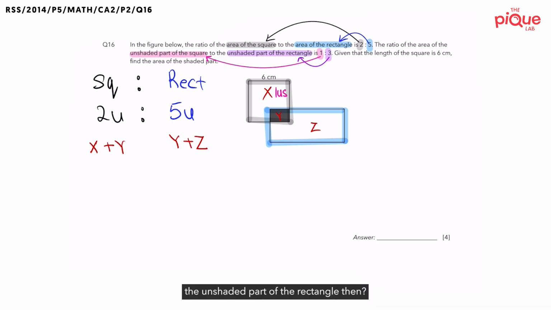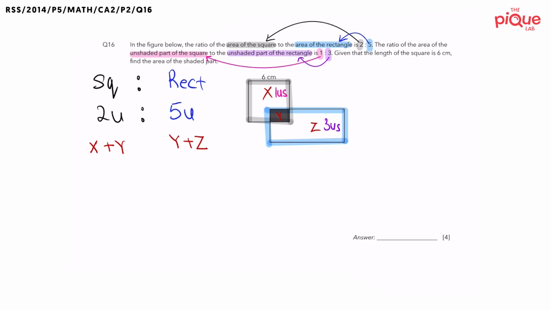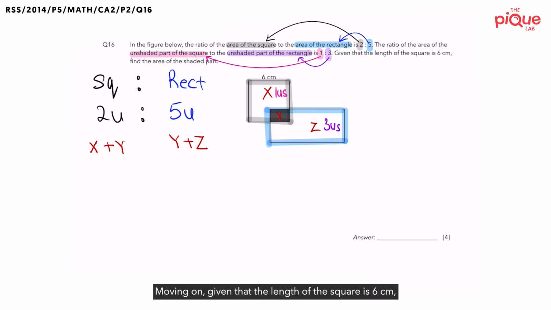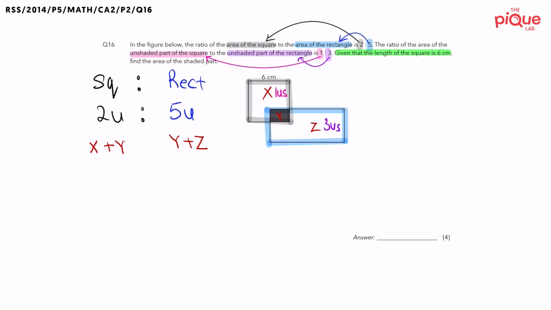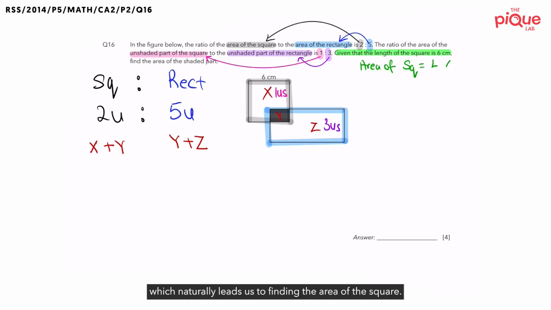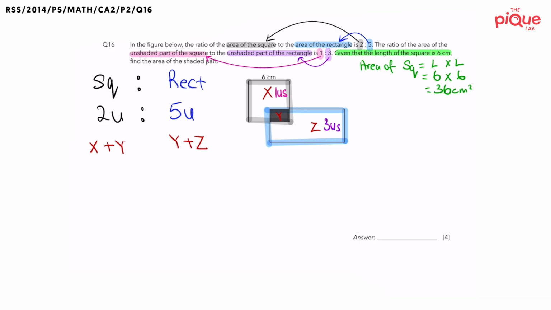So what shall we call the unshaded part of the rectangle then? Bingo! We shall call it 3 US. We have noted 1 US under the letter X and 3 US under the letter Z in our working. Moving on, given that the length of the square is 6 cm, this is a really useful information. Recall the properties of a square. The length and the breadth of the sides of a square are the same, which naturally leads us to finding the area of the square, and that is 6 multiplied by 6, giving us the answer 36 cm square.